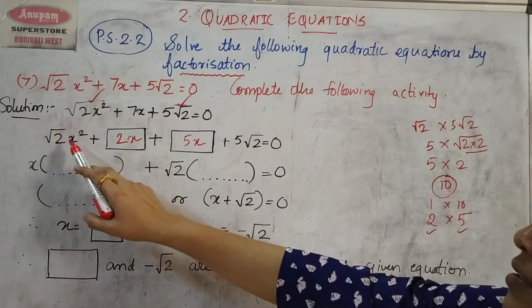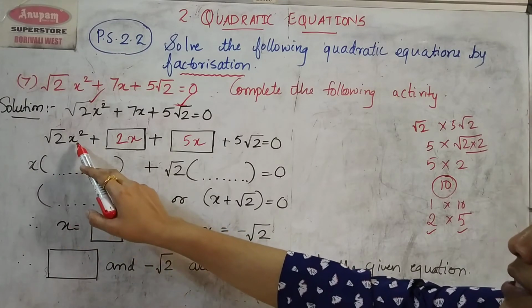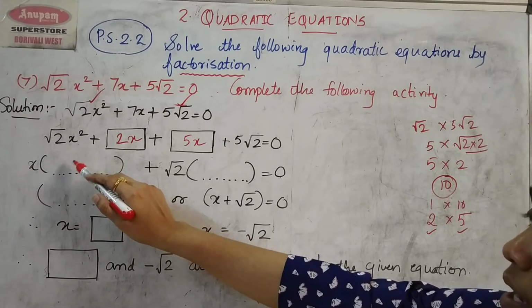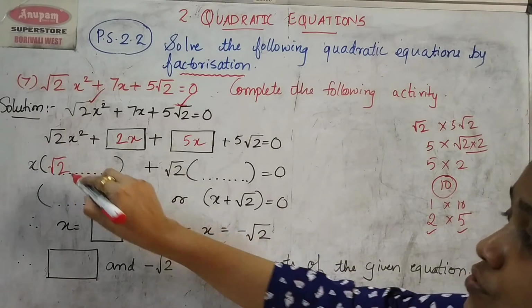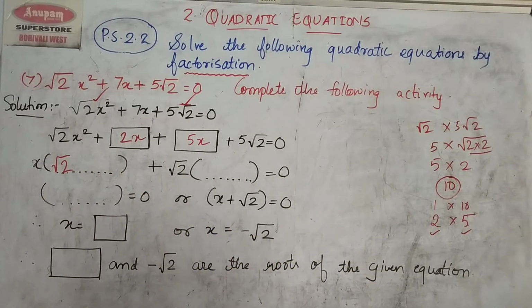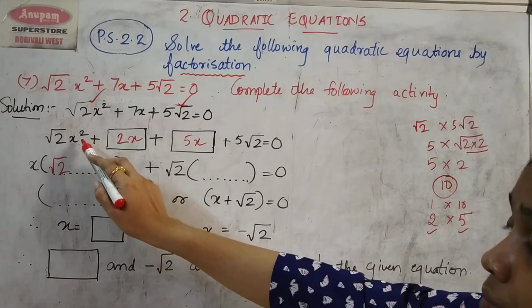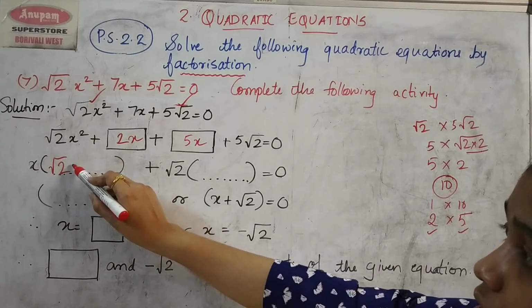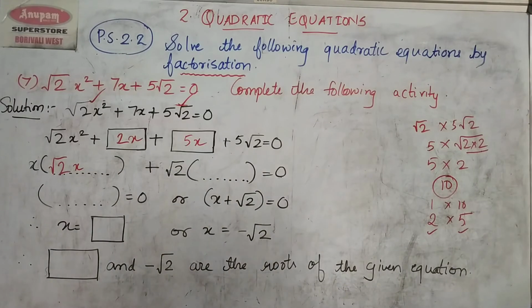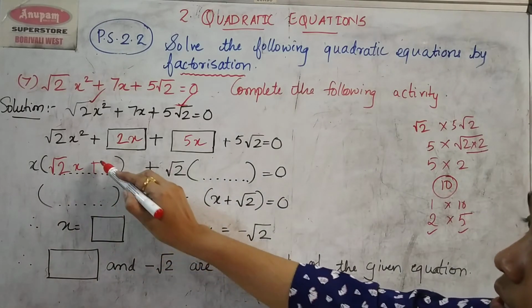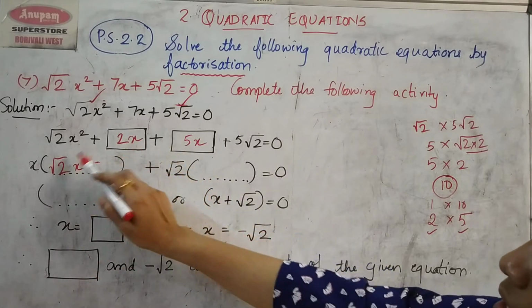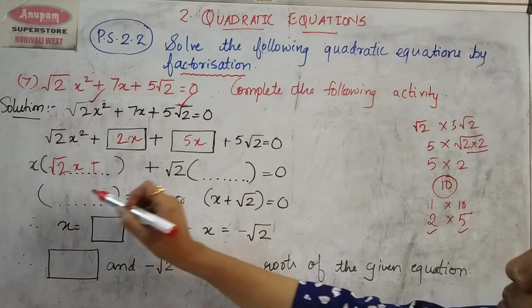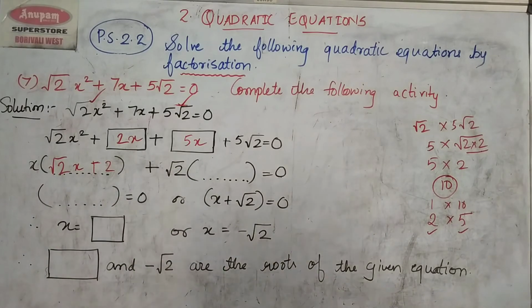Now what is common here? See children, there is x written outside, yes? So now inside the bracket we need to write down root 2, yes? Also out of x square, 1x is outside, so inside only 1x will be left. Similarly plus, this plus sign will be written here. Out of this 2x, x is outside, so what remains here is 2.